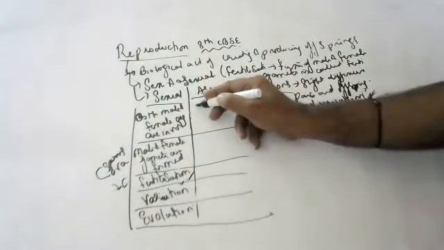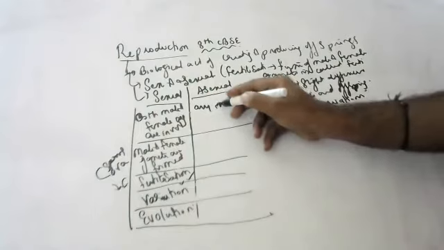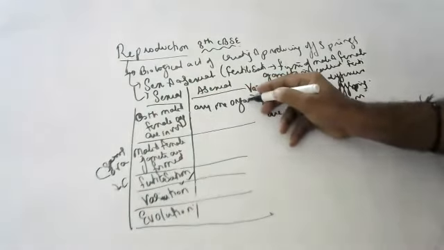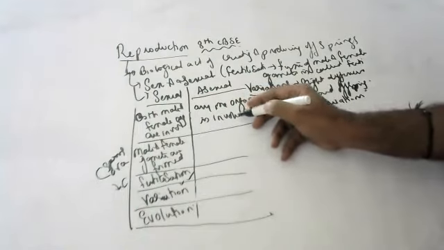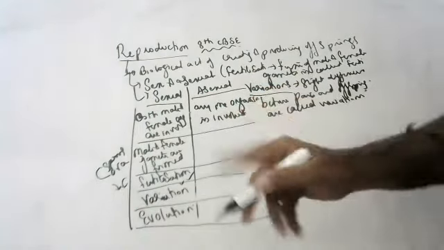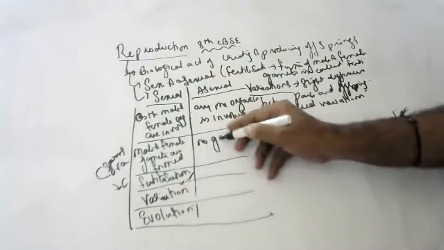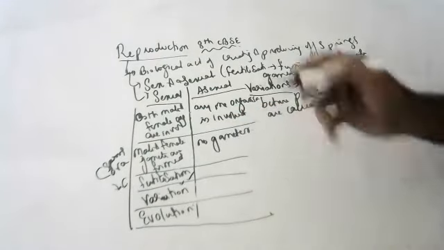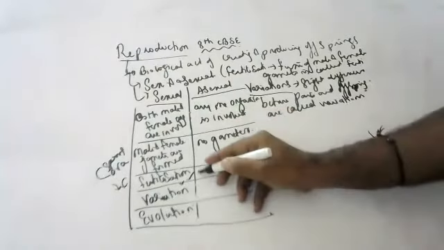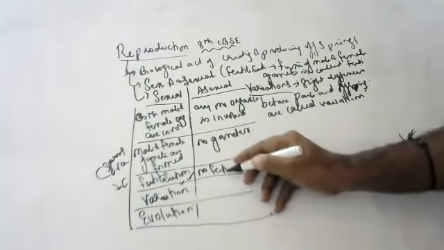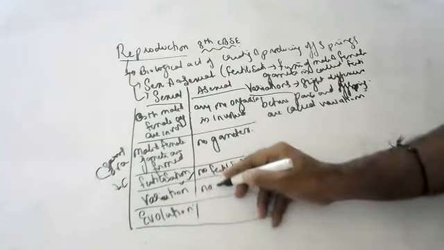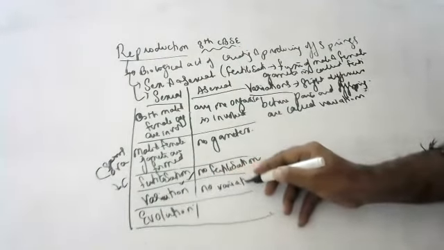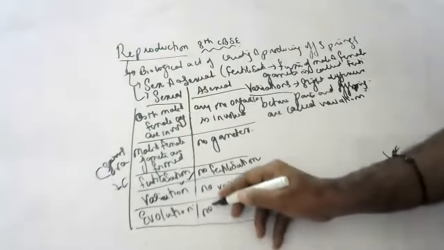Asexual means any one organism is involved, either male or female. Because only one organism is involved, gametes won't form. When only one organism is there, why would there be gametes, children? No gametes, so no fertilization. When no fertilization, no variation. When no variation, no evolution.